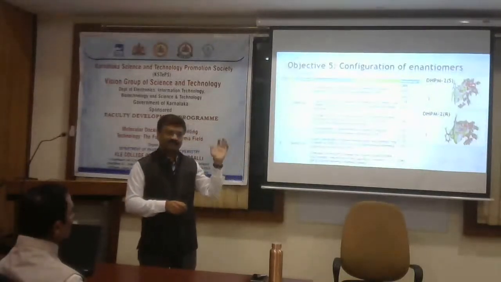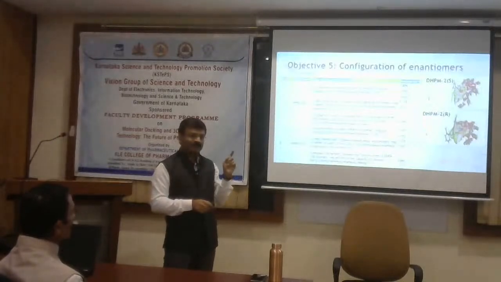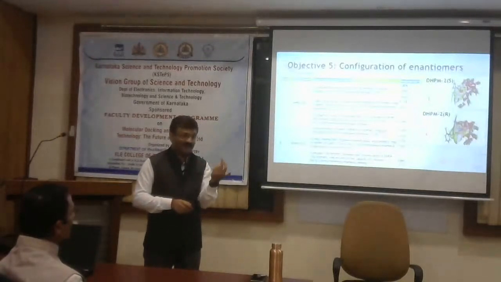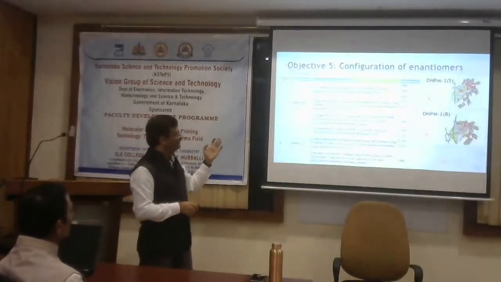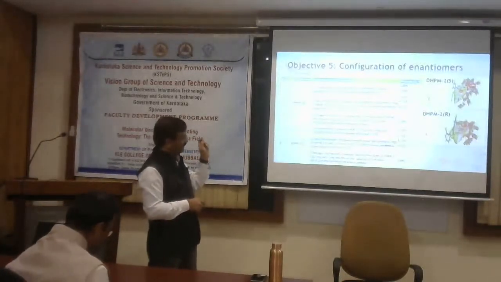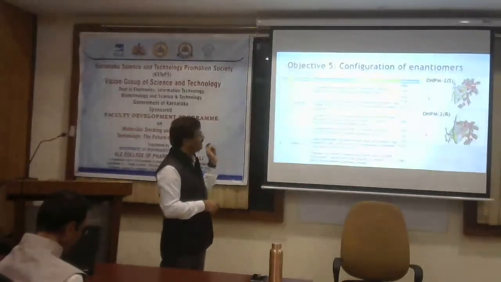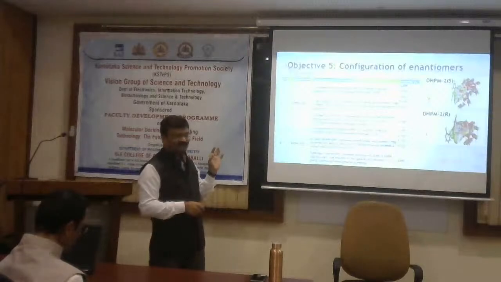So their interaction was studied, and that particular interaction can give information about which is R, which was eluting first, and which was eluting S. This was possible by using these interactions only. That is the pi to pi star interaction between the dihydropyrimidine aromatic ring and cellulose tris(dichlorophenyl carbamate). This is the CSP only.